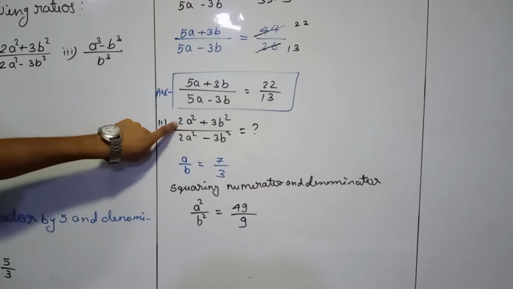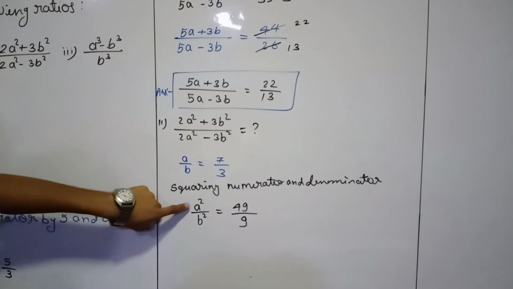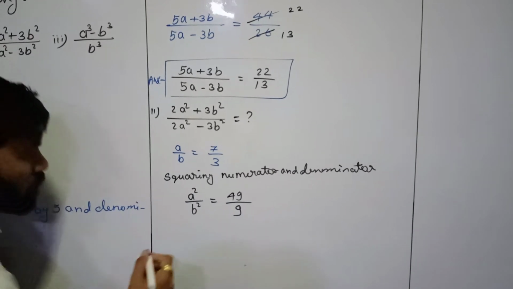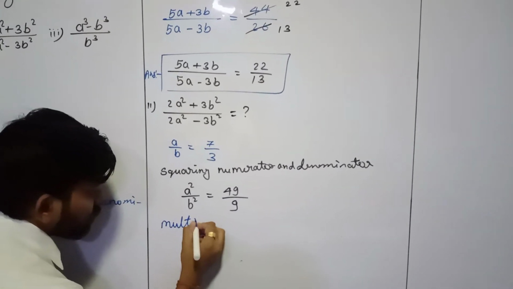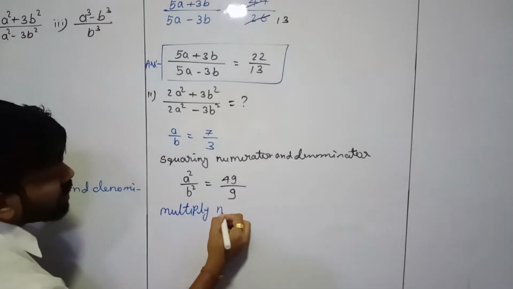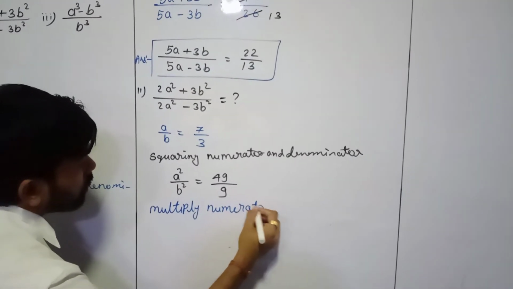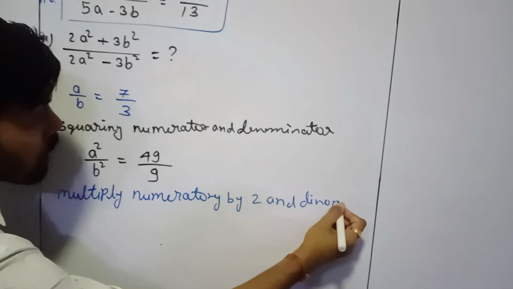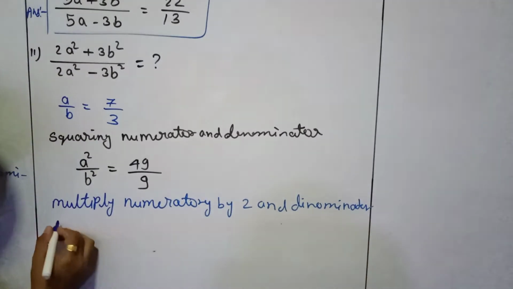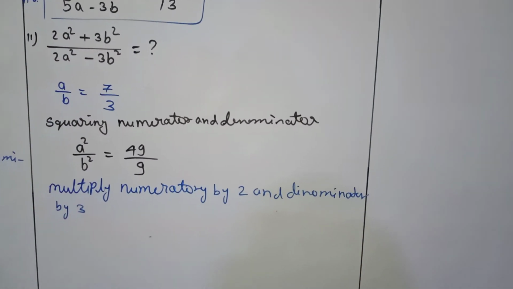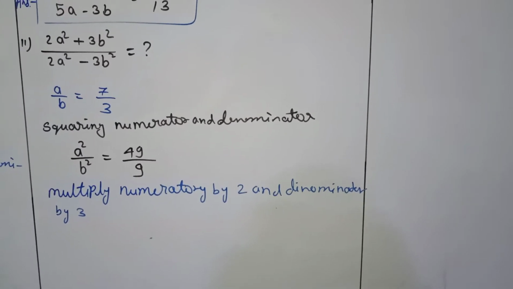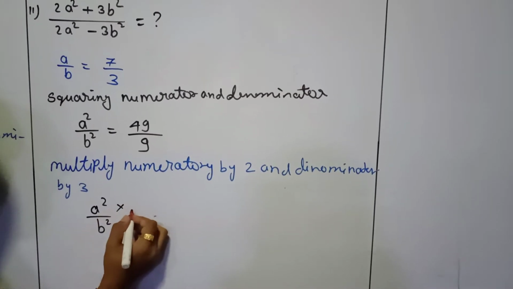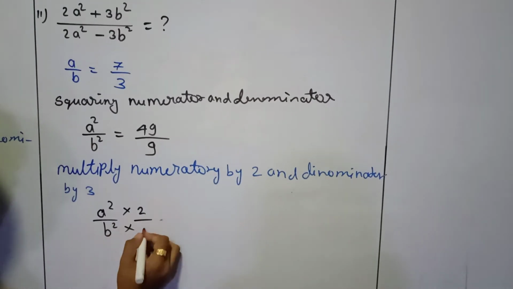After that we have 2 with a and 3 with b, which means we have to multiply the numerator by 2 and the denominator by 3. So multiply the numerator by 2 and the denominator by 3. We already have a square upon b square. The numerator we have to multiply by 2 and the denominator by 3.